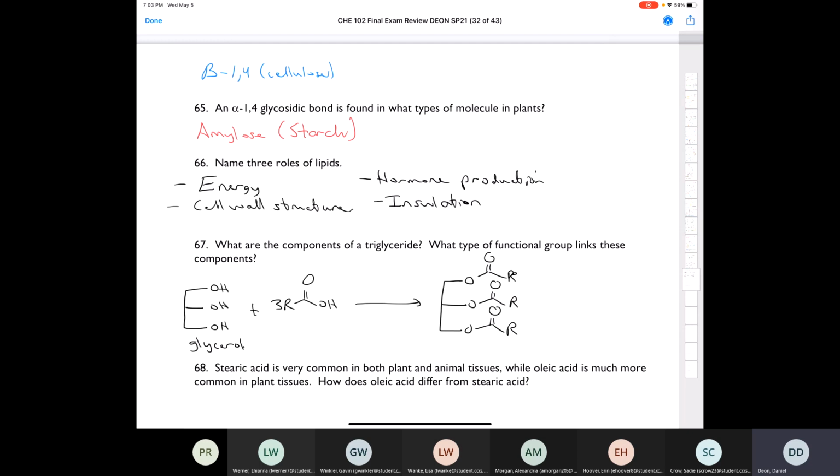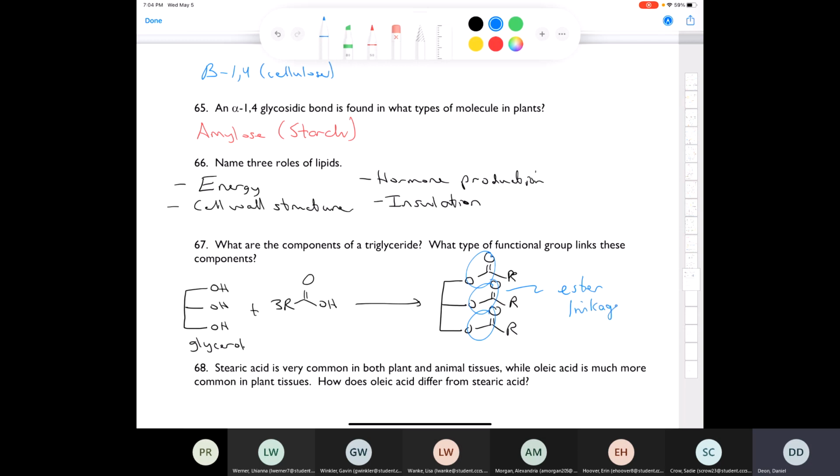Triglyceride. Okay, so what type of bonds link these components together? These are esters, ester linkage. So glycerol and fatty acids held together by ester bonds to make a triglyceride.